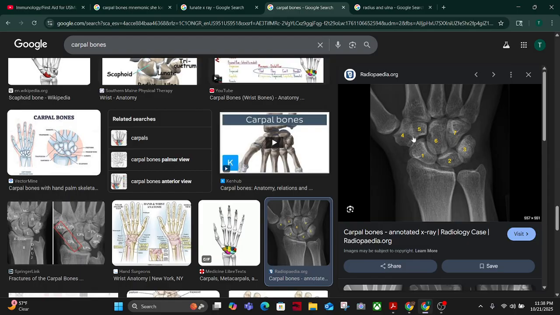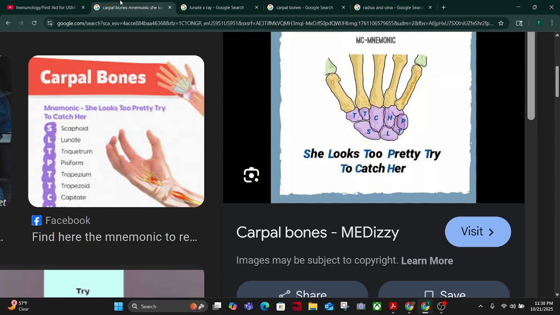So identify the lunate here. It would be number 2, right? So what is the mnemonic? The mnemonic is, she looks too pretty. Try to catch her. Right? She looks too pretty. Try to catch her.